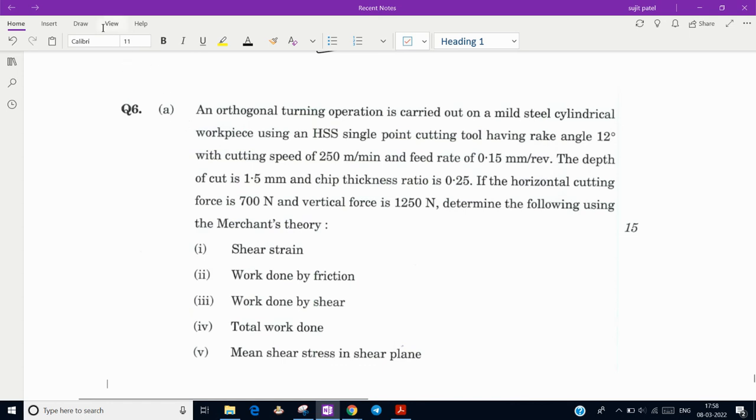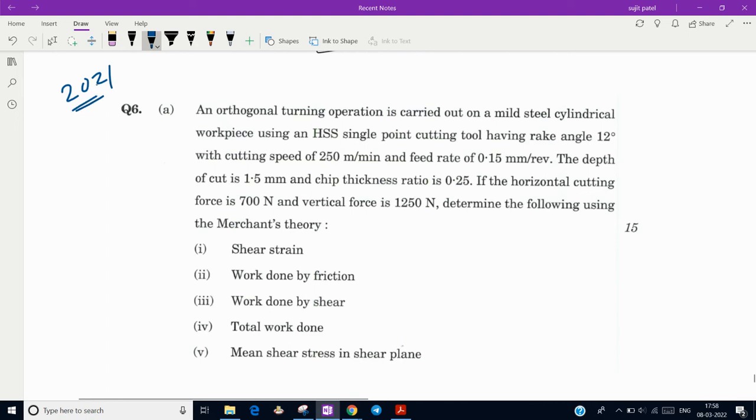And this is the new video on our Indian Forest Service mains examination paper that has been conducted recently, 2 days back, and this is the 2021 paper. So we will see question number 6A.